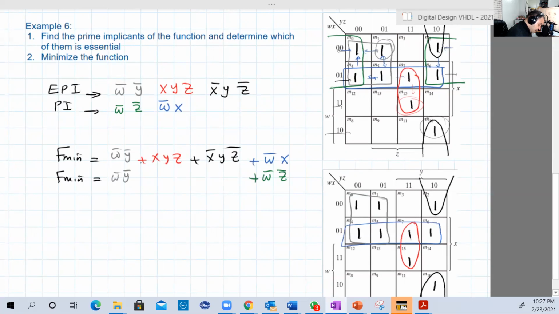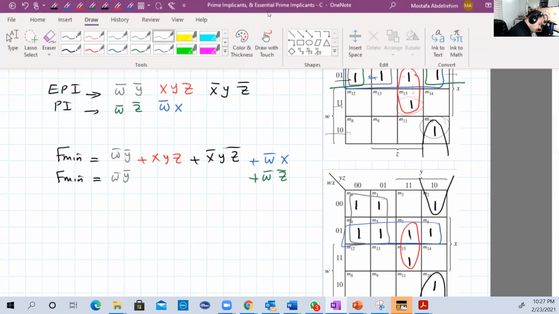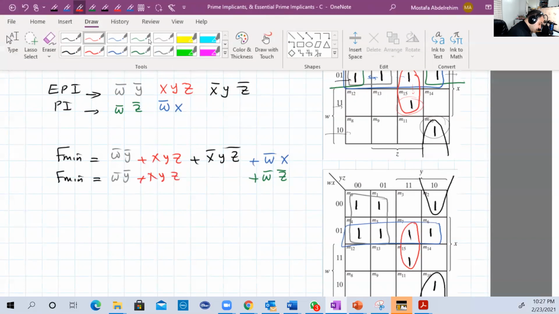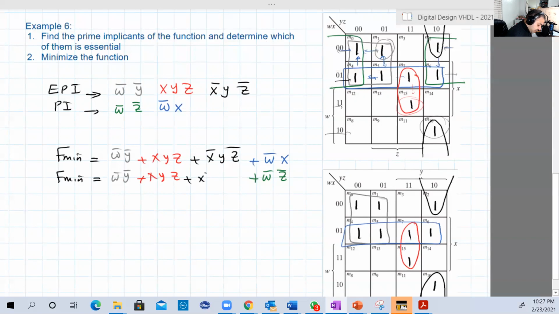W bar Y bar, plus X Y Z, plus X bar Y Z bar, plus W bar X or W bar Z bar. You can go with any of them. I just show you one of them here, so as not to mix colors.